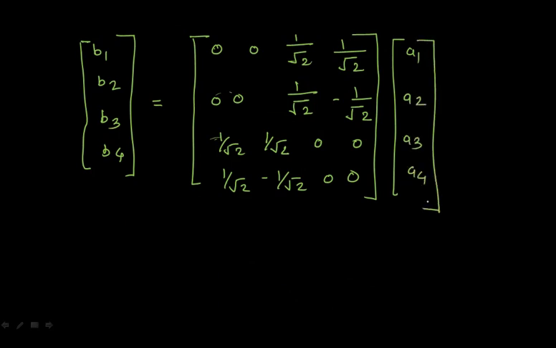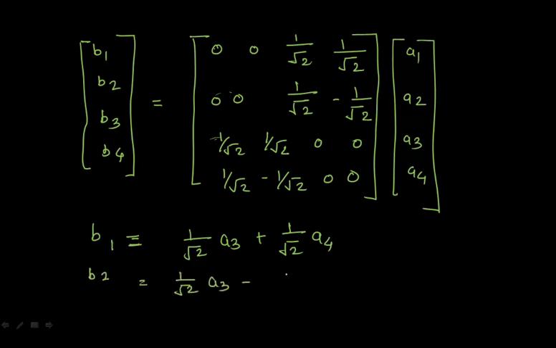Okay. When I have to calculate B1, first row and then this column, so this becomes 0, 0, so I can say 1 by root 2 A3 plus 1 by root 2 A4. This gives me B1. Okay. So this is something which we have already seen. If I'm interested in B2, it will give me 1 by root 2 A3 minus 1 by root 2 A4. Okay. So this is the scattering matrix, and these are nothing but the related outputs. So subtraction will be there at output number 2.